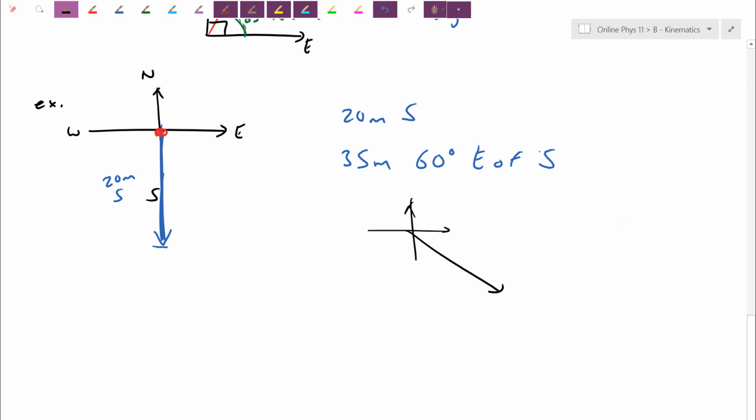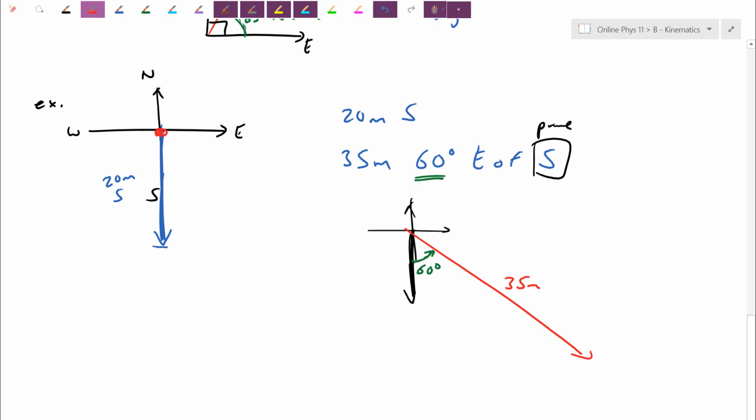For east of south, I start from south as the pure direction. So south is just straight down like this. And I start aiming 60 degrees in the eastern direction. I start going 10 degrees, 20 degrees, 30 degrees, until I get to 60. They're marking for you that this is 60 degrees. The length of the arrow is actually 35. I would expect that the length is much longer than the other arrow.